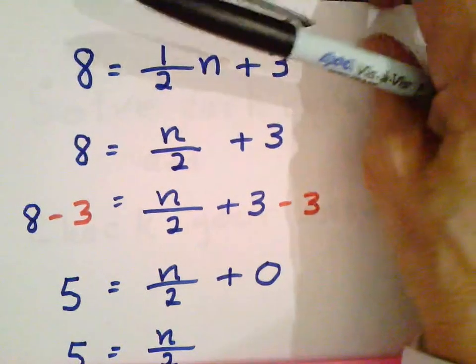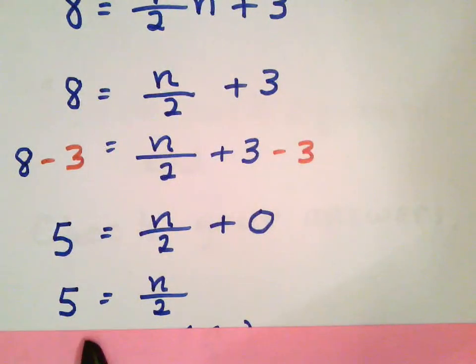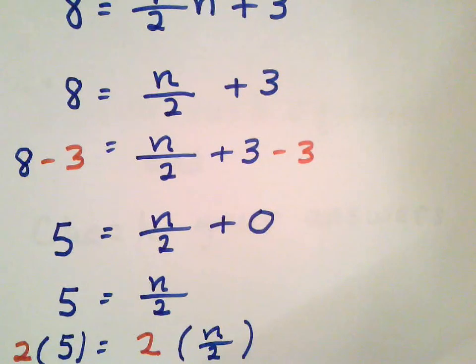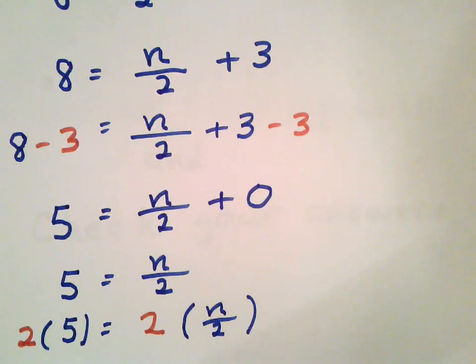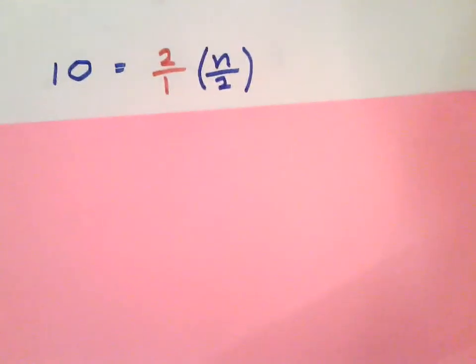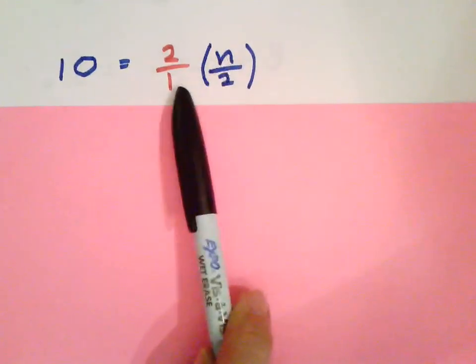So what we have here is 5 equals n divided by 2. Well, we're going to undo dividing by 2, which means we're going to multiply each side of the equation by 2 to keep everything equivalent. 2 times 5, 10. And then this 2 here, I'm going to write it as 2 over 1. And when I write it as 2 over 1, you see I could multiply the two numerators. 2 times n, 2. 1 times 2, 2.